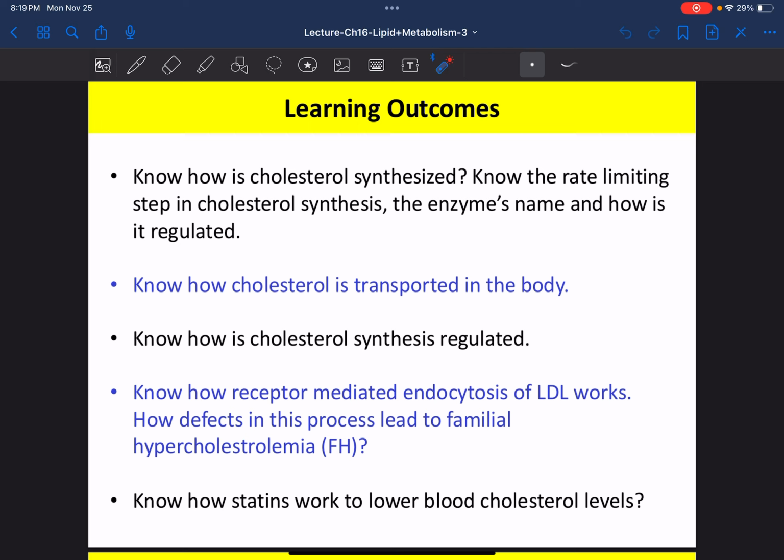We should also know how cholesterol is transported in the body, how cholesterol synthesis is regulated, and know how receptor-mediated endocytosis of LDL works, how defects in this process lead to familial hypercholesterolemia, or FH, and know how statins work to lower blood cholesterol levels.